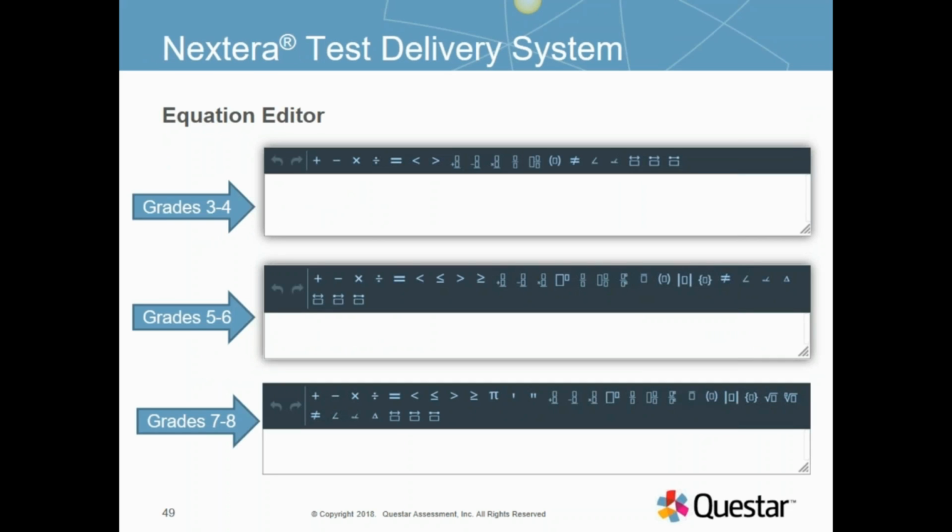These are examples of what the equation editors look like. There are different equation editors based on grade band, so grades 3 to 4 is different than 5 to 6 versus 7 to 8. There are a couple of new buttons for each of those grade bands this year. Those are in the question sampler as well as the practice test.